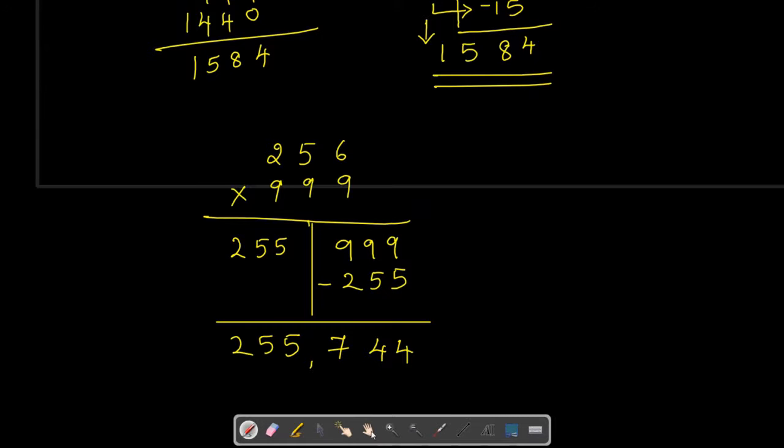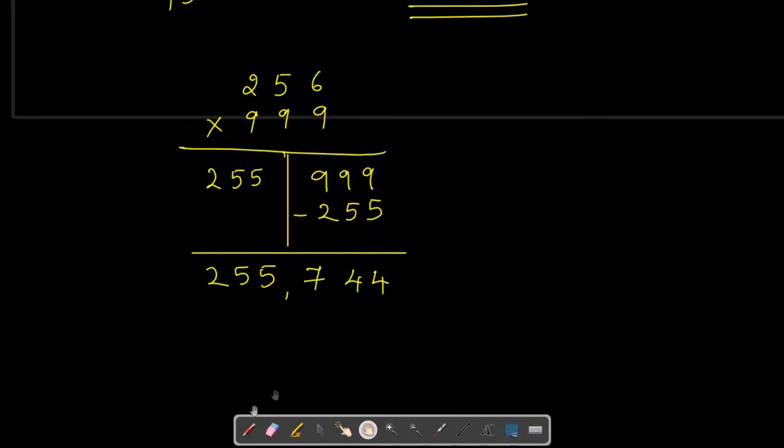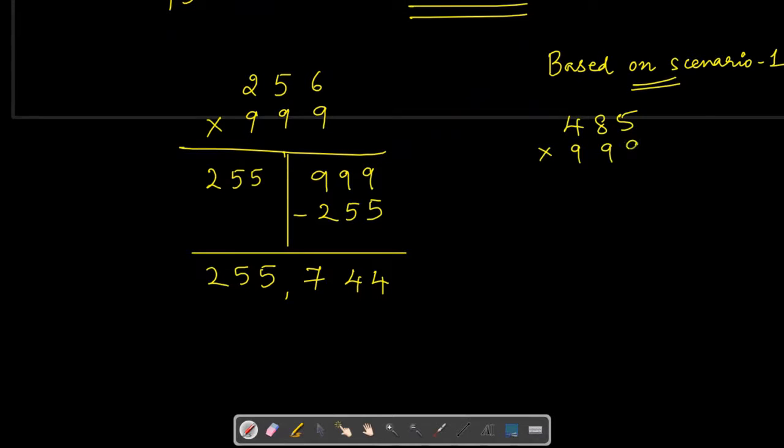Right? Now I will give you two examples for practice. Here are the questions on scenario 1. Based on scenario 1, here are the practice questions. Let us say we have 485 multiplied by 999. This is one question. And let me give you one more: 2345 multiplied by 9999. Do practice the questions well.